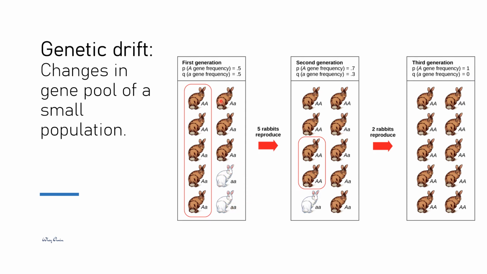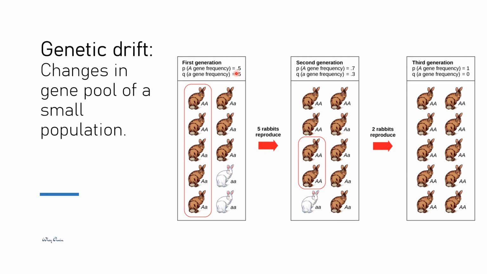So for the first generation, we notice that the frequency of the dominant allele, which is p, and the frequency of the recessive allele, which is q, are equal to each other. And the total value of these two frequencies must be equal to 1. This is why we have 0.5 and 0.5.